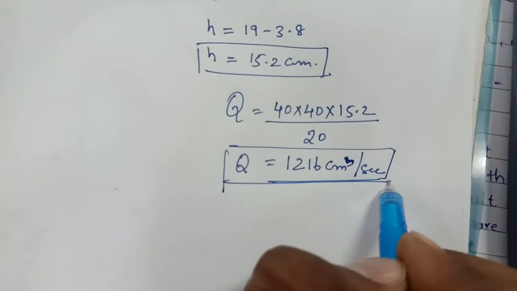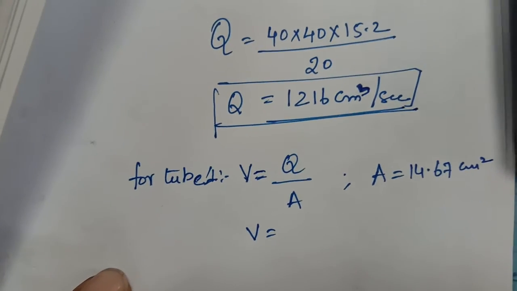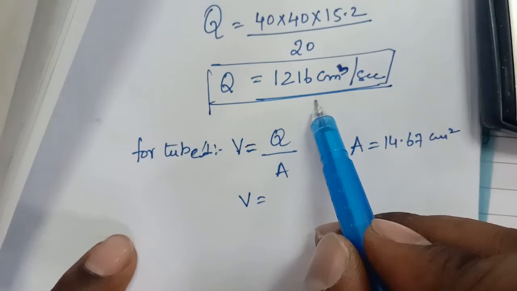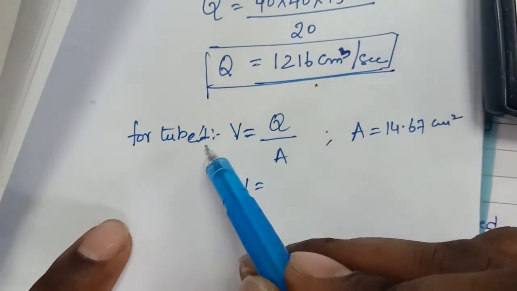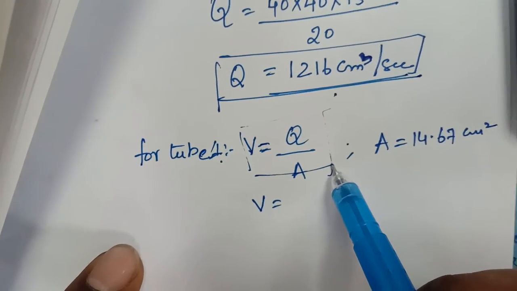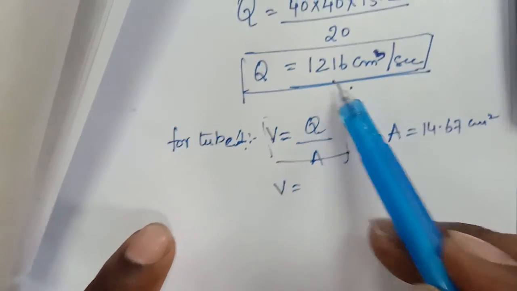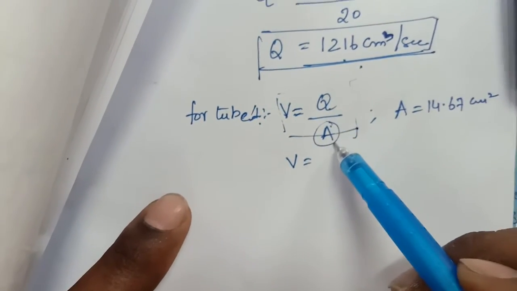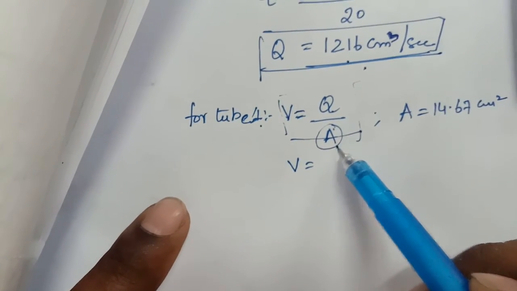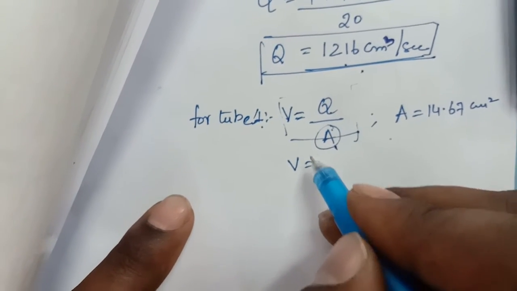Now we have to find out the velocity. Once we got the discharge value, Q value, now we will find out the velocity of the flow at tube number 1. This is the formula, V is equal to Q by A, to find out the velocity. The Q we got from here, that is 1216, and the area is nothing but the area of the tube 1. Area of the tube 1 is 14.67.